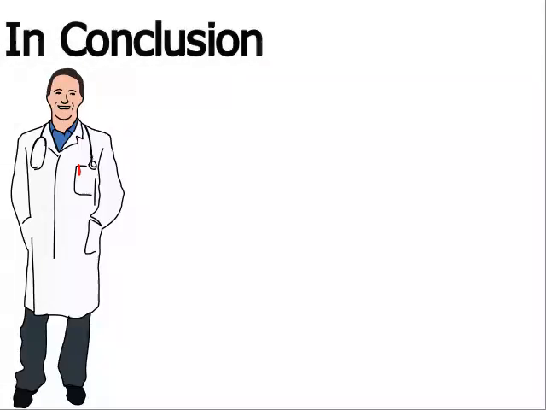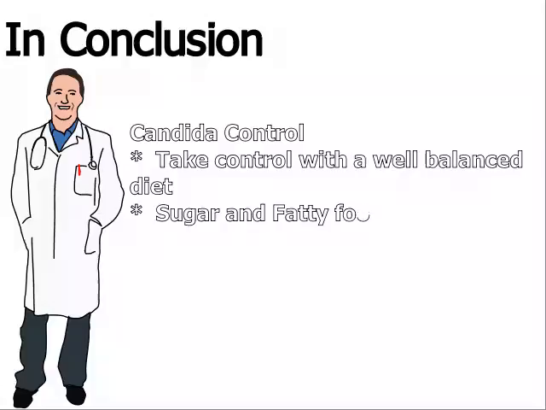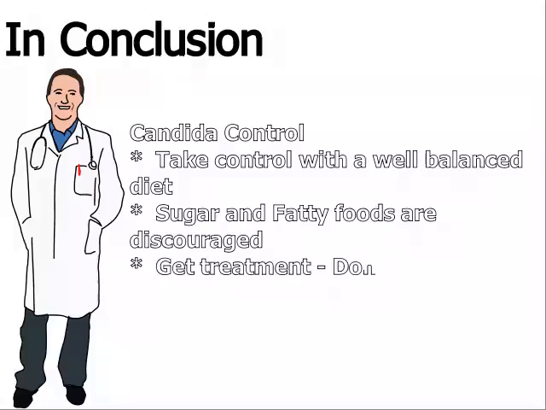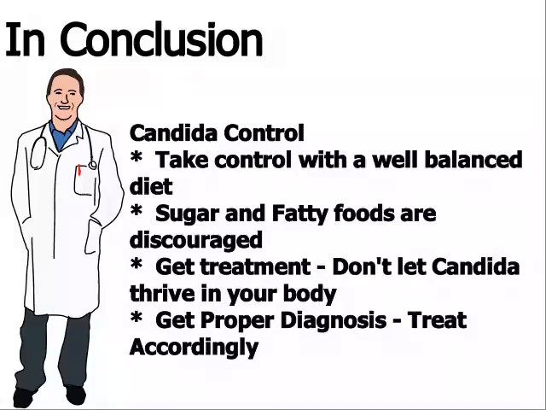Candida control. So, what can be done to prevent all these happenings? For starters, you need to take better care of your body by consuming foods that are well balanced. Sugar and fatty foods are never encouraged. Secondly, get treatment. Do not let Candida thrive in your body. Ensure that you get proper diagnosis and treat it accordingly.